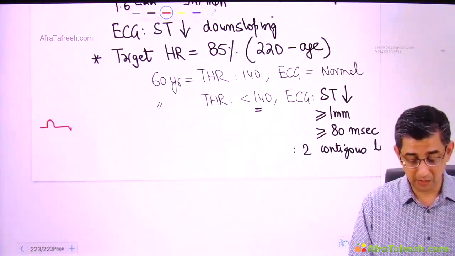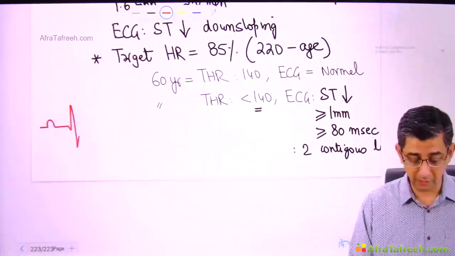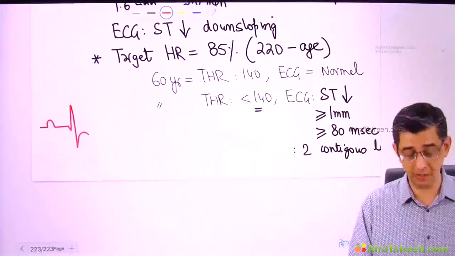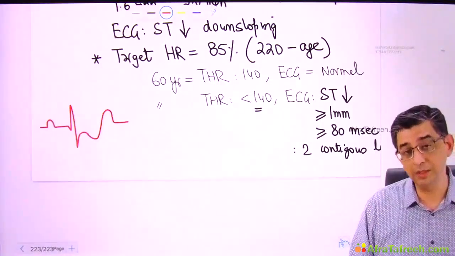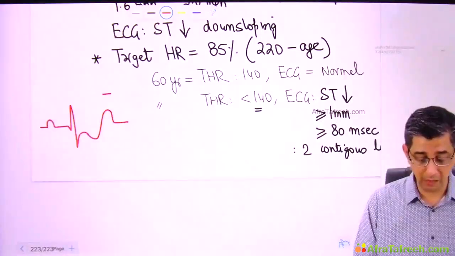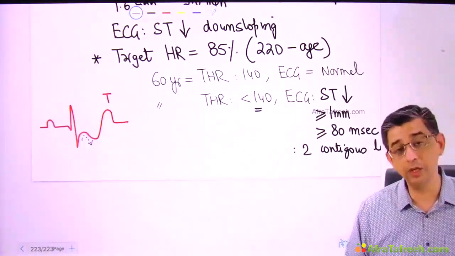And how does a downsloping ST segment depression look like? I'm just going to sketch that before you, and I would like you to specially draw this with me so that you can feel relatively more comfortable. You can see the T wave coming up. Subsequently, you can see the downslope present here. This is the downslope that I'm talking about.